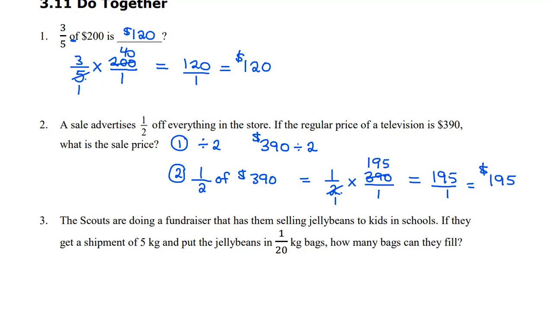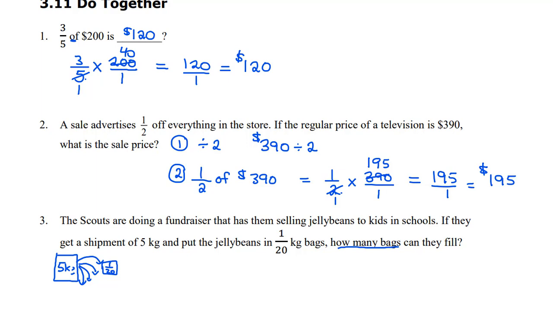For number 3, the Scouts are doing a fundraiser that has them selling jelly beans to kids in school. If they get a shipment of 5 kilograms and put the jelly beans in 1/20 kilogram bags, how many bags can they fill? Well, in this case, it's very similar to the Superstore question, where we're getting a big quantity and we are placing that quantity into many bags. So we're dividing them up into bags that each hold less than 1 kilogram.